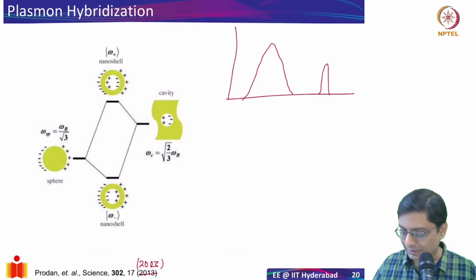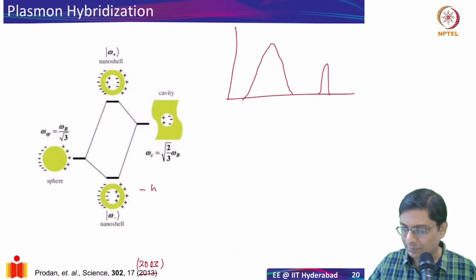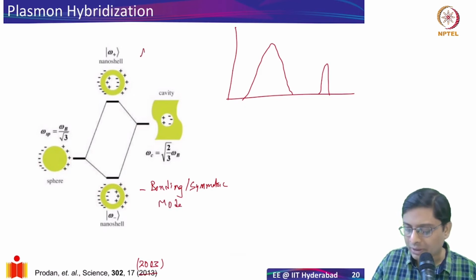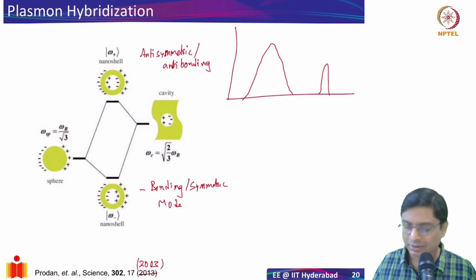The reason is, you have these two modes that are getting excited, and the bottom one I can call a bonding mode, or symmetric mode. And the top one, I'll call anti-symmetric or anti-bonding. Just like what happens in chemistry, with how the orbitals interact.